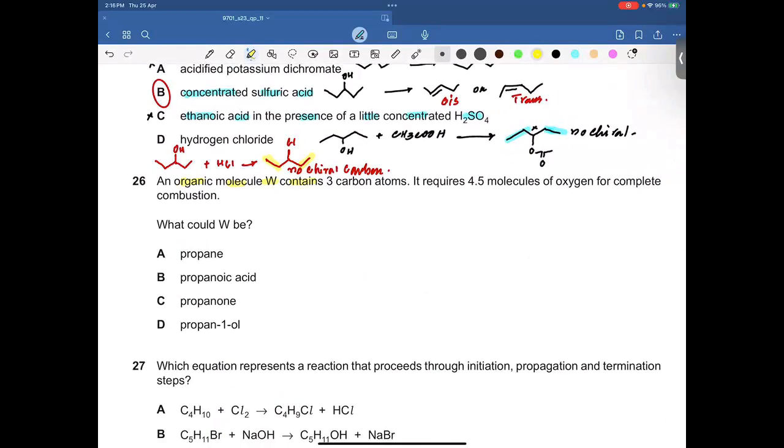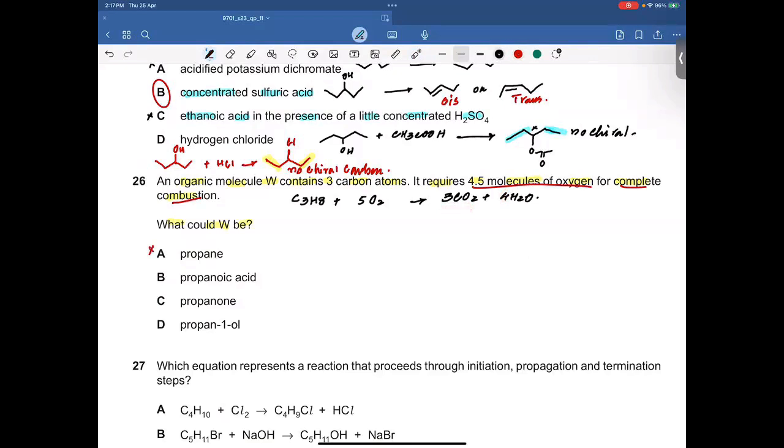An organic molecule W contains 3 carbon atoms. It requires 4.5 molecules of oxygen for complete combustion. What could W be? Okay, propane is basically C3H8. When it is treated with oxygen, it is converting into carbon dioxide and water. How many oxygen? 6 plus 4, 10. So I will put 5 here. We need 4.5 molecules of oxygen for complete combustion, which means A is incorrect.